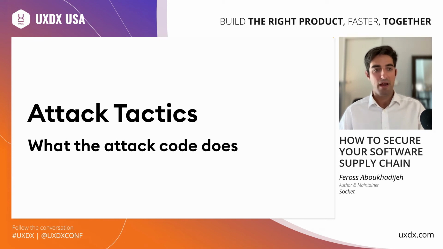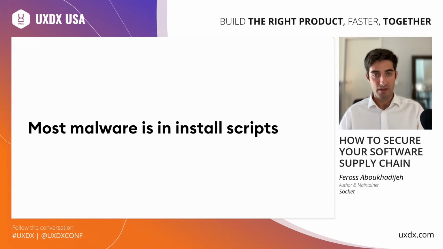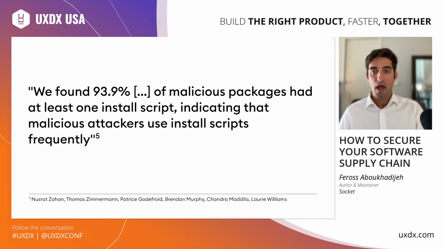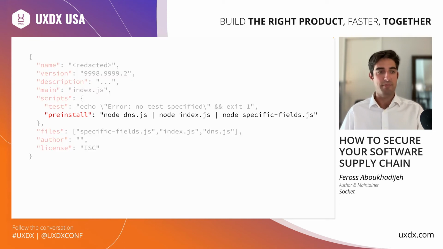All right, so now let's talk about tactics. So what does the attack code do? Once this code's running on your machine, what's it actually going to do? So the most common thing by far is install scripts. Most malware is in an install script. This is because if you're an attacker, why wouldn't you want your code to run automatically the moment that the user installs the package? So a 2022 paper found almost 94% of malicious packages had at least one install script. And unfortunately, install scripts have legitimate uses, so it's not an easy solution to just disable them. We've already seen many examples of this, but this single line here is enough to cause malware to automatically execute.